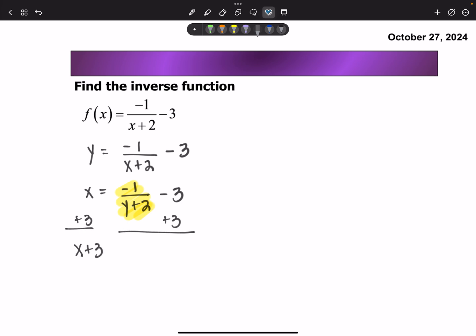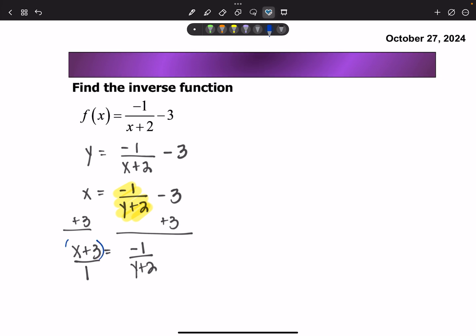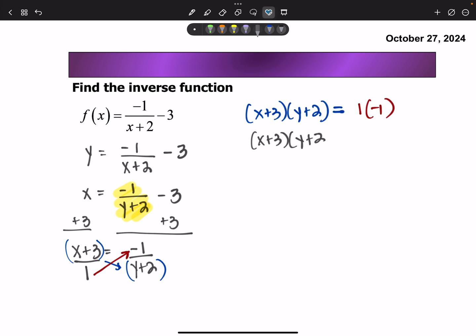So on the left we have x plus 3, and on the right we have negative 1 over y plus 2. I'm going to put x plus 3 over 1, and I'm going to cross multiply. So all of x plus 3 times all of y plus 2 equals 1 times negative 1. And 1 times negative 1 is negative 1. So we've got x plus 3 times y plus 2 on the left, and then we have equals negative 1.